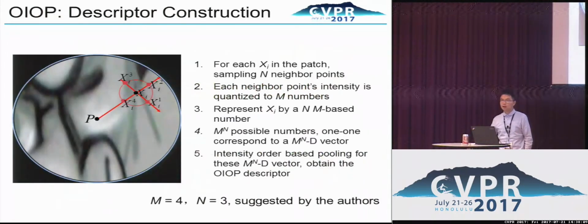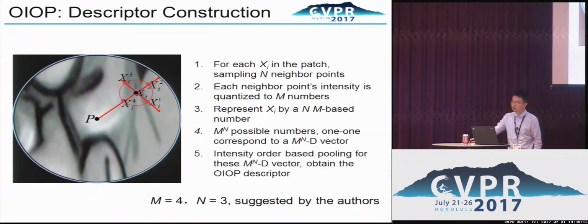Given the learned quantization, the procedure of constructing an OIOP descriptor can be summarized as these 5 steps. For each pixel in a local patch, it is represented by an n-based number, which is further mapped into an m to the power n dimensional one-hot vector. These vectors, similar to the LIOP, are pooled into a descriptor in the framework of the intensity order-based pooling.